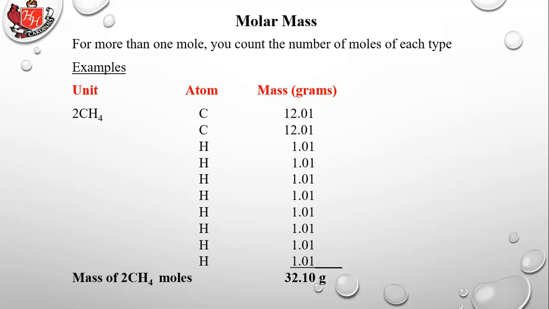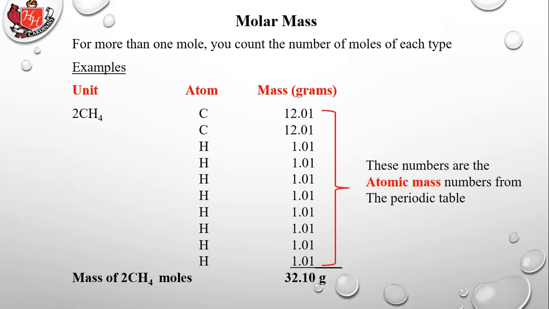Over there on the right, you see you have 2 carbons, so that's 2 times 12.01. You get those numbers off the periodic table under carbon. And you have 2 times 4 is 8 hydrogens, so that's 8 times 1.01, and you can see all those added together down there. You add all that up, you get 32.10. And if we're talking about moles, that is multiples of 6.022 times 10 to the 23rd molecules, then 2 times 6.022 times 10 to the 23rd is going to equal 32.10 grams.